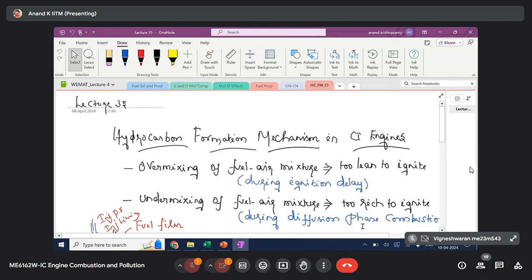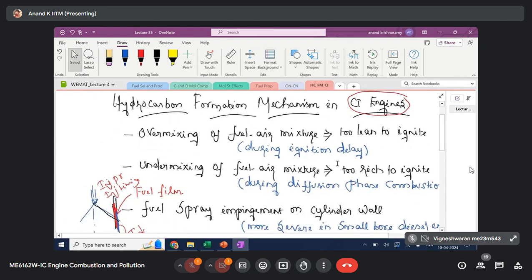Now we are moving to the CI engine, the diesel engine. We are looking at the SC formation mechanism in the diesel engine. Please recollect that CO and NO formation mechanisms are the same for SI and CI engine, because they are kinetically driven processes. Unlike that, SC formation is based on boundary layer fluid dynamics, which is going to be different for SI and CI engine. That's why we are discussing the SC formation mechanism separately for SI engine and CI engine.